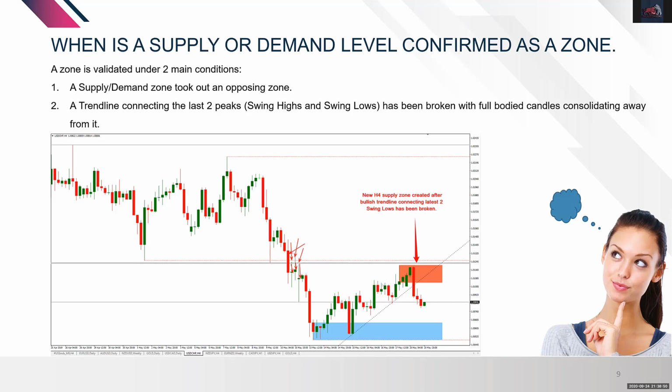And when it eventually came here, you can see that market came back in a half moon, a semicircular shape, thereby validating our entry to the downside. So that's how you validate a zone.